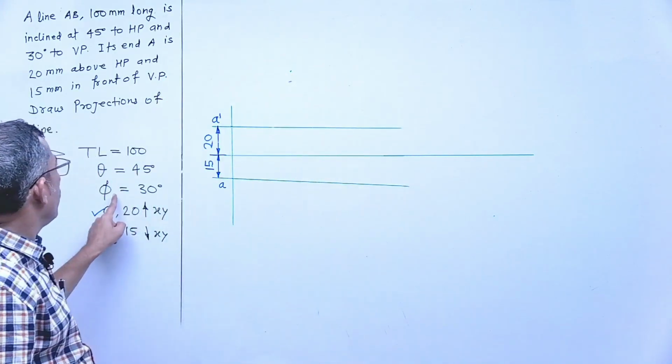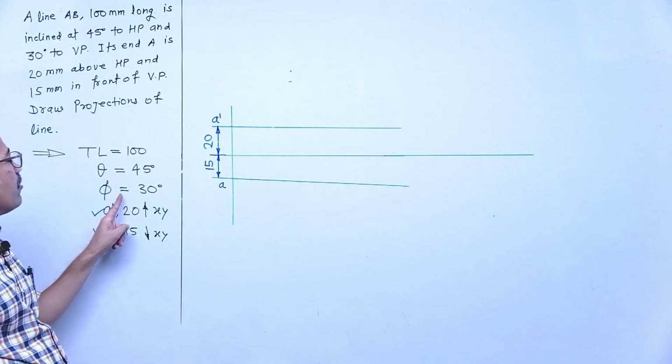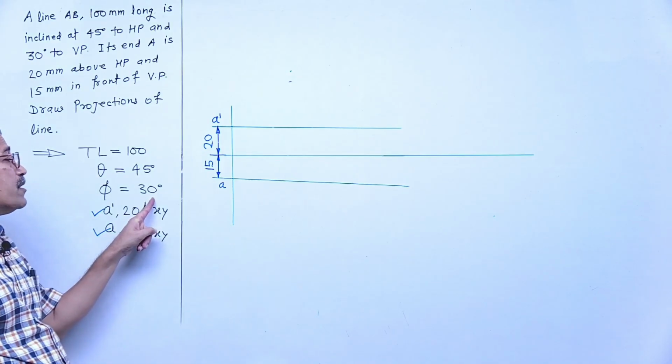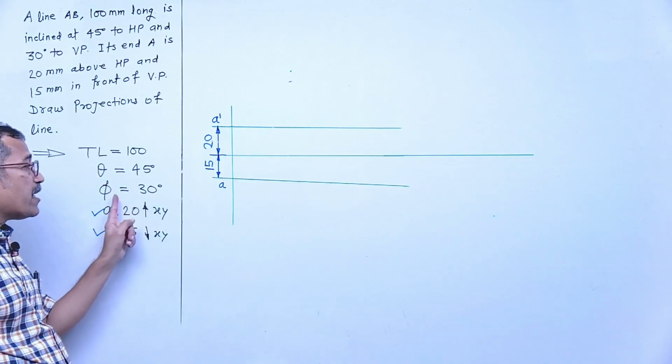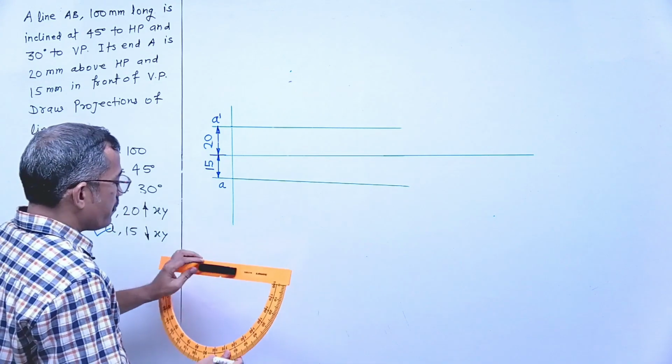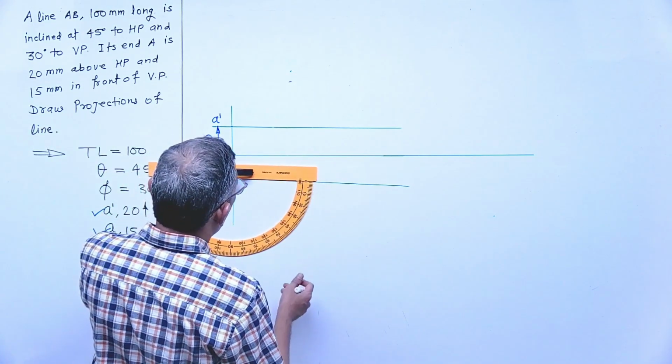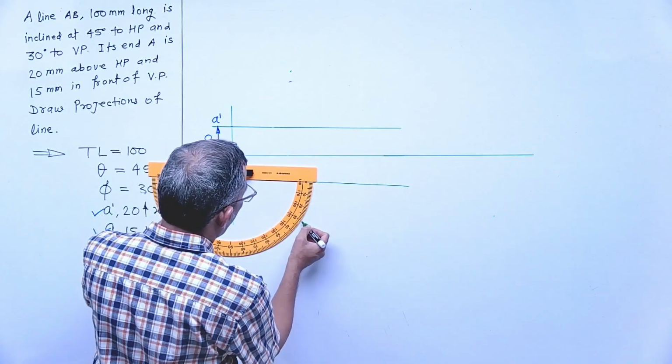And the true length is inclined at an angle of phi. The line is inclined at an angle of phi in the top view. That means this angle will be represented in the top view, so I will add this angle here. This angle is 30 degrees.